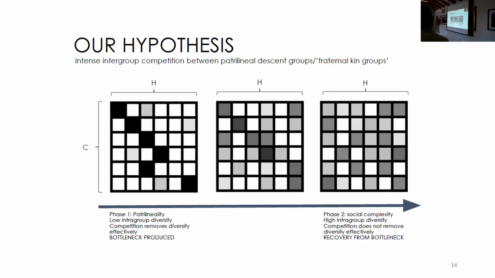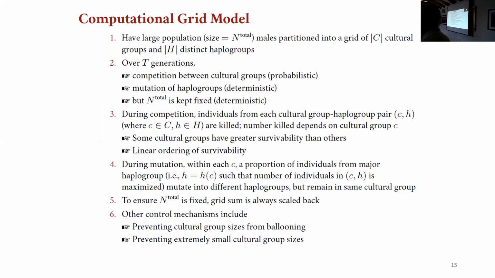Now, those of you who want to see this slide, you can shut your eyes for the time being if you don't want to. This describes the simulation. For those of you, it's going to be on the computer here. Just to mention that you have a large population size partitioned into that grid. We simulate over T generations of competition with probabilistically defined competition, adding mutation of haplogroups, but keeping the total population size fixed. And that's basically what's going on. The rest of it are details of how the simulation is carried out.